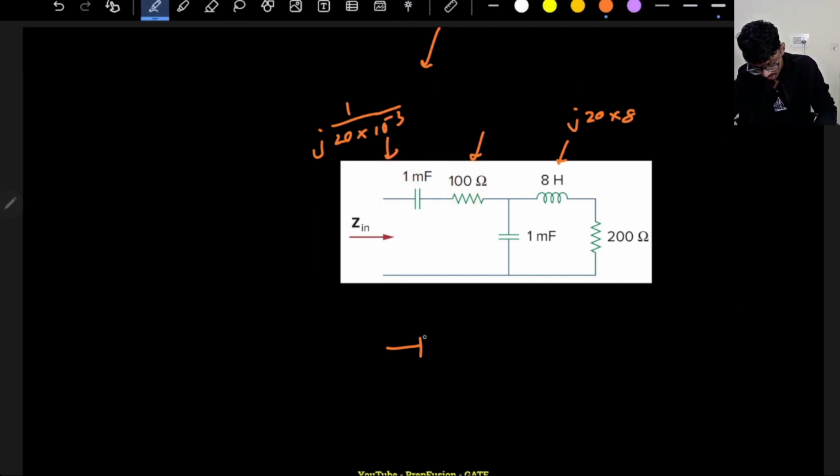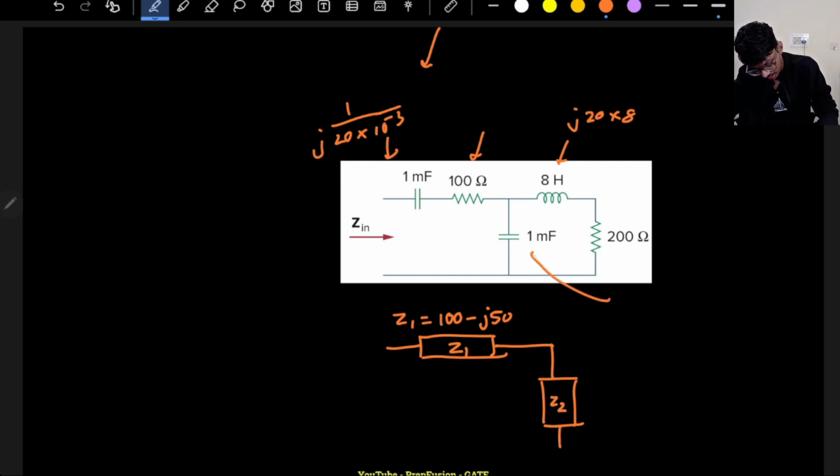If these two are in series, this will be an overall impedance whose value is, 10 divided by 20, so 1 divided by 20 into 10 raised to minus 3, is minus j50. So it is 100 minus j50, Z1. Here I have another impedance which is capacitive, Z2, which I did not calculate. This will be 1 by j omega C. Omega is 20, same 10 raised to minus 3. So this will also be minus j50.